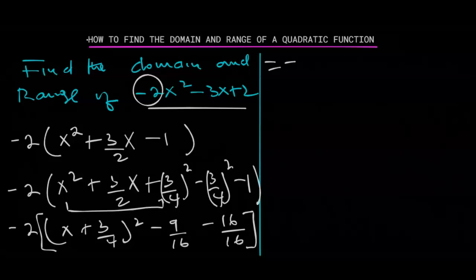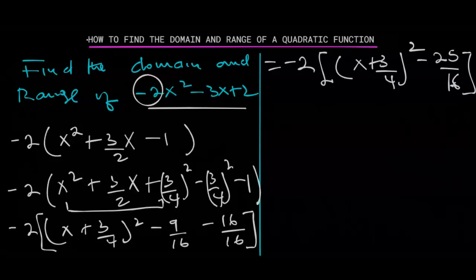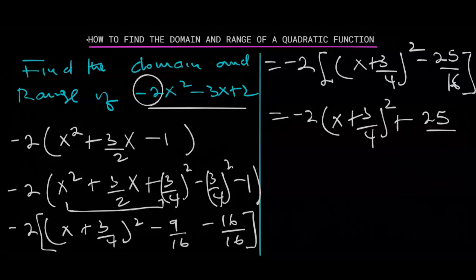Now this gives us minus 2 into parentheses (x plus 3 over 4) squared. And then minus 9 minus 16 is minus 25 all over 16. When we finish, we are going to expand this, so we have minus 2(x plus 3 over 4) squared. Then minus 2 times minus 25 over 16. Minus 2 goes into 16 8 times, so this becomes plus 25 over 8.